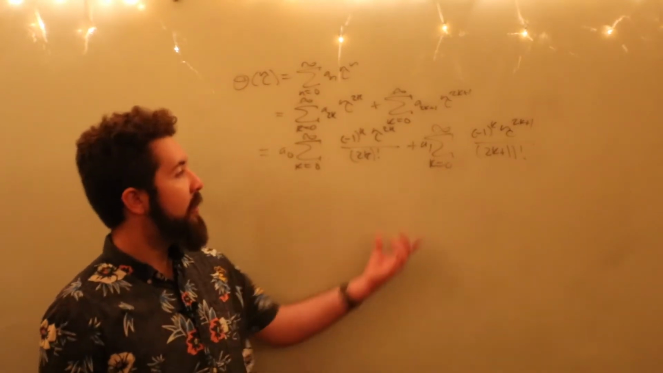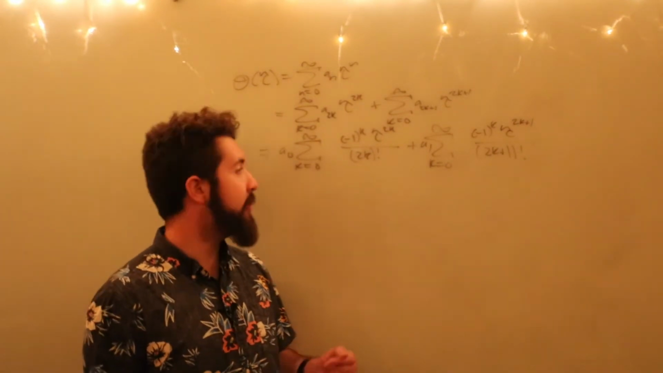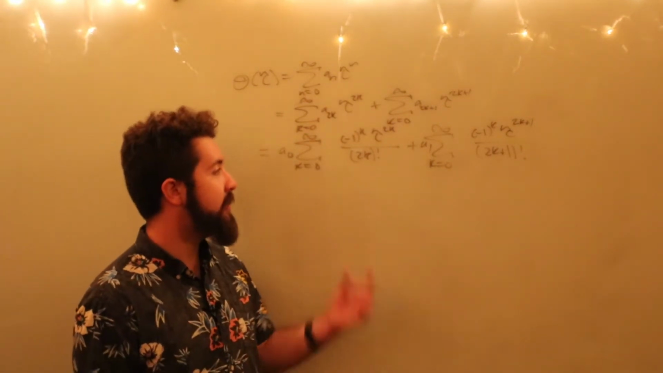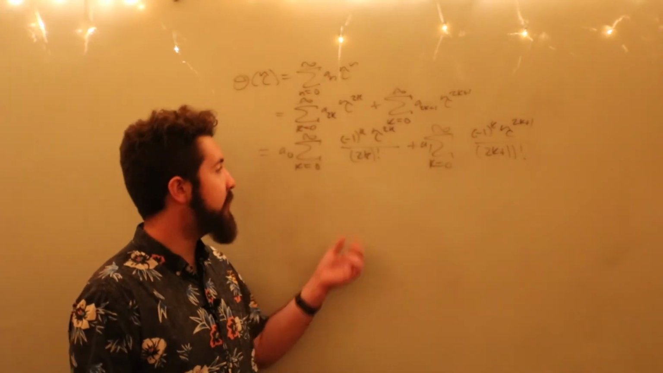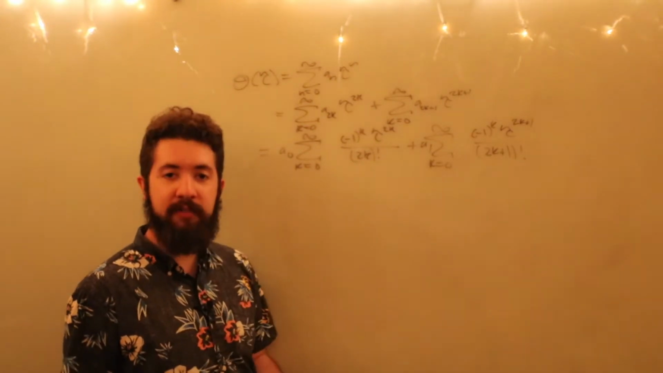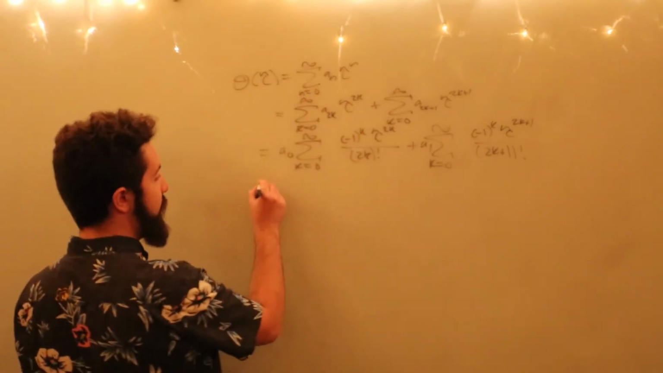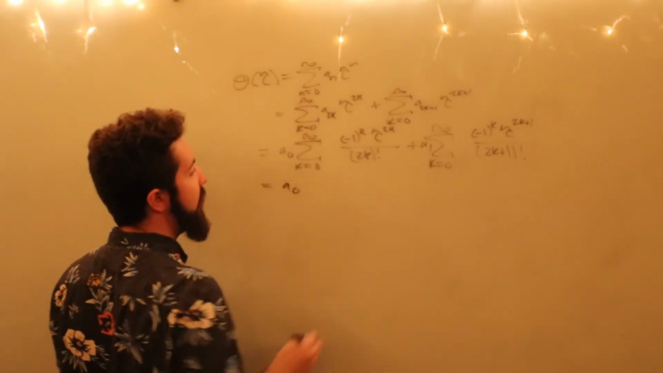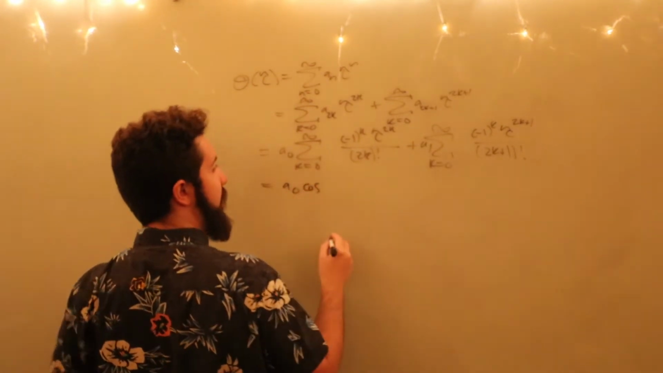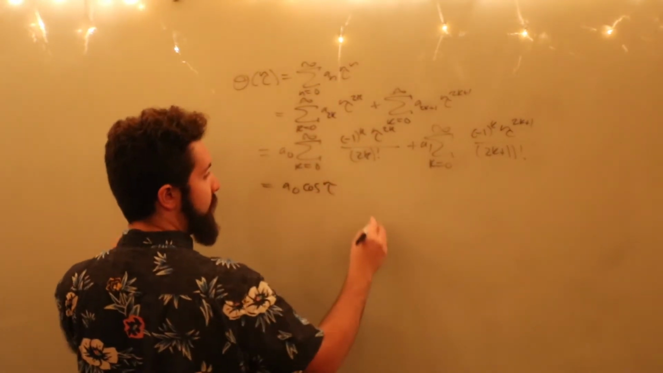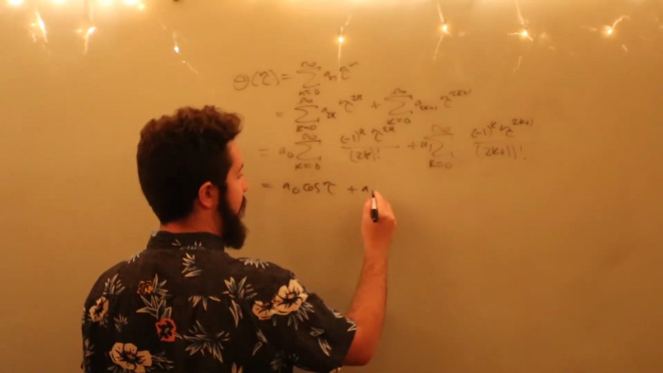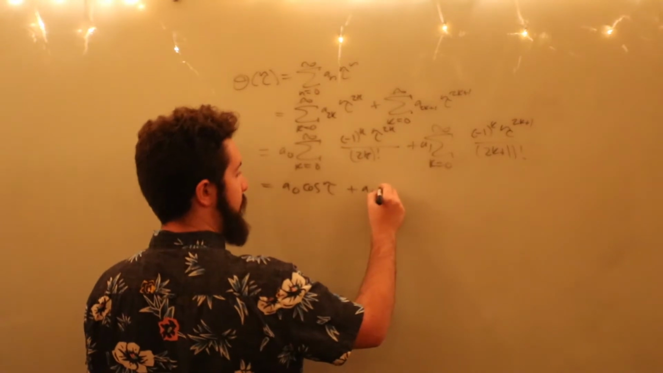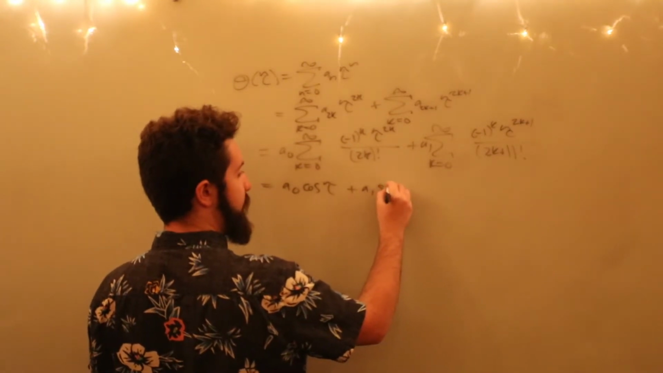And now, these expressions should look fairly familiar. These are none other than the Taylor series, or Maclaurin series rather, for sine and cosine. What do you know? So we have equals a0 times the cosine of tau plus a1 times the sine of tau.